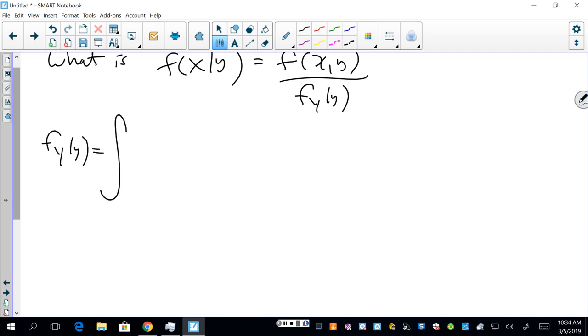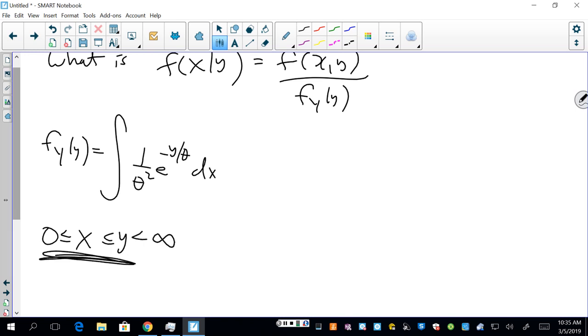Well, that's going to be an integral of our joint density. But now we have to get rid of x. We had this restriction that if we have a value of y, x can't be bigger. X is kind of a first measurement, and y is a second measurement in time. So given this y that we're interested in, we can only integrate x in a certain range.